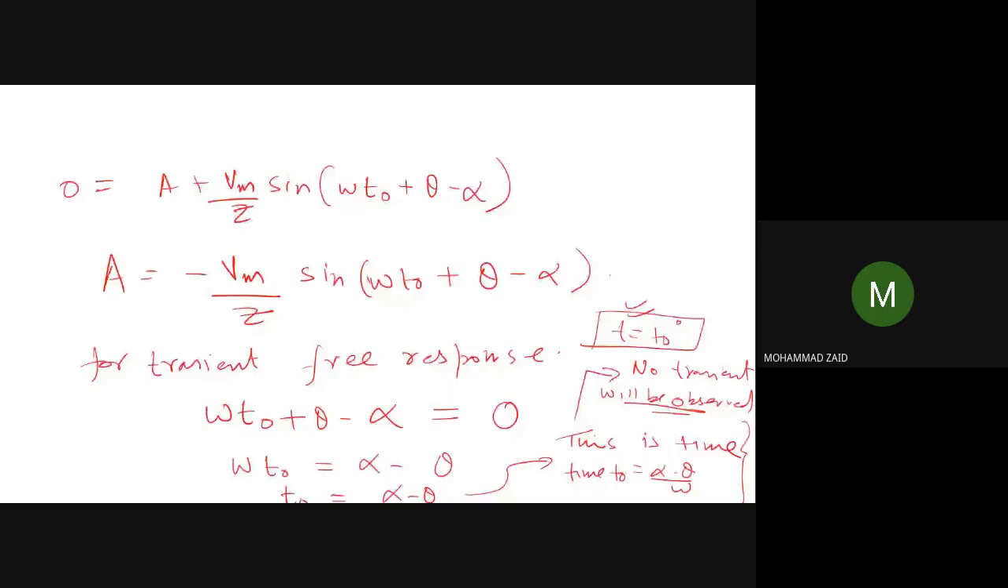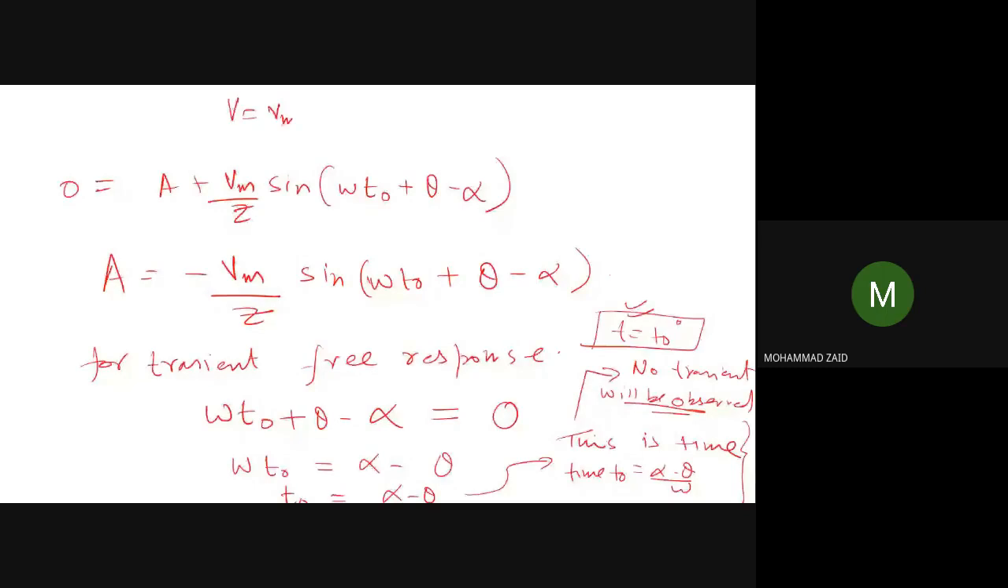alpha is equal to tan inverse omega L by R. Theta is the phase difference angle of the voltage. Also, if you have a sinusoidal excitation like this, v equal to Vm sine of omega t, then the time t naught will be directly written as alpha by omega. Omega is the radial frequency of the voltage, which is equal to 2 pi f.